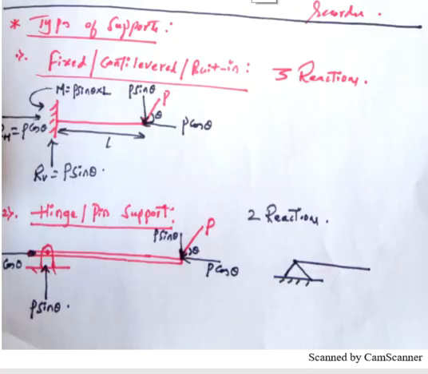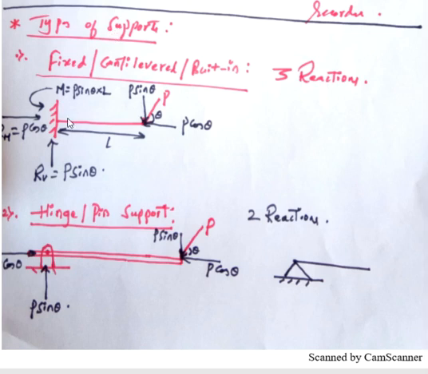We are going to discuss how to plot the shear force diagram and bending moment diagram in further classes, but before that let us look into some of the basic concepts. The first concept is type of supports. What are supports? Supports are those structures which will support the beam.